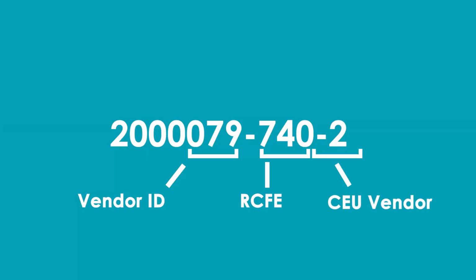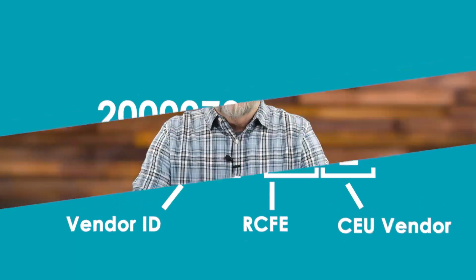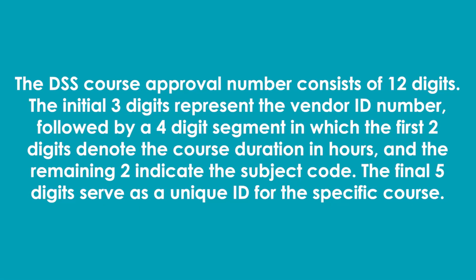So let's look at the course approval number now. The DSS course approval number consists of 12 digits. The initial 3 digits represent the vendor identification number, followed by a 4-digit segment in which the first 2 digits denote the course duration in hours, and the remaining 2 indicate the subject code. The final 5 digits serve as a unique identifier for that specific course.